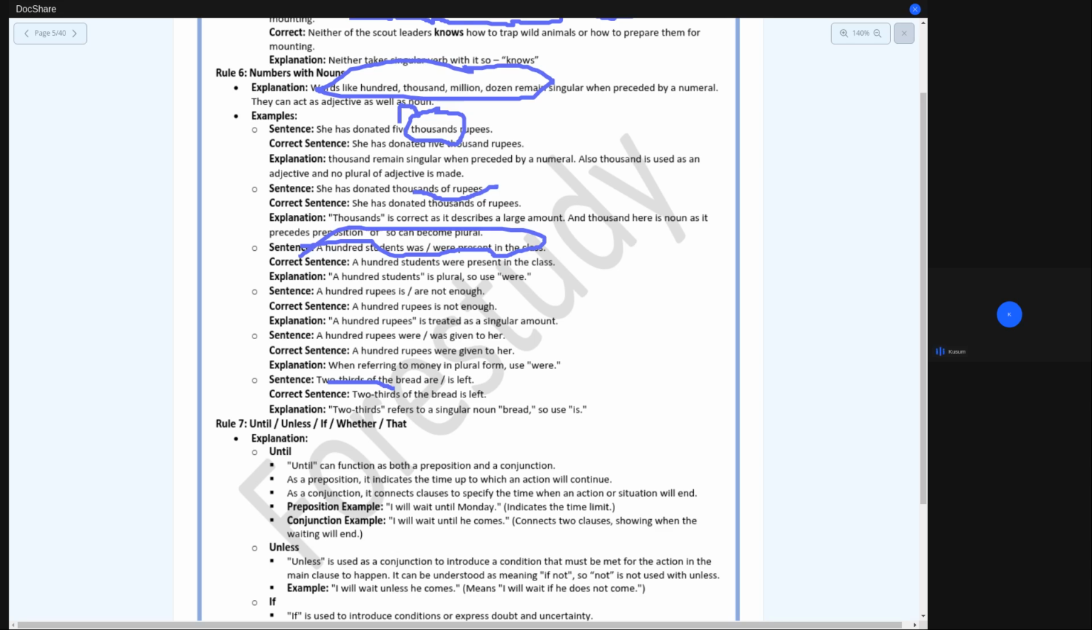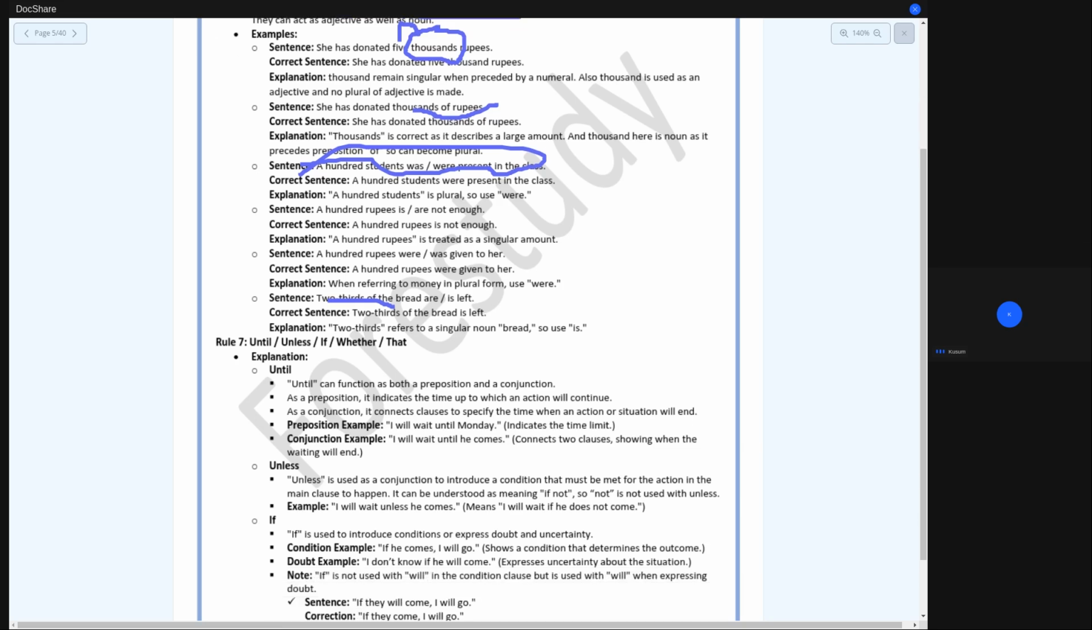Okay. So the main takeaway for rule 6 is to pay attention to whether a specific numeral precedes a word like hundred or thousand when they modify another noun, which keeps them singular, or if they are used more generally to indicate large quantities with of, they can be plural. And always ensure your verb agrees with the overall subject. Okay, do practice this rule.